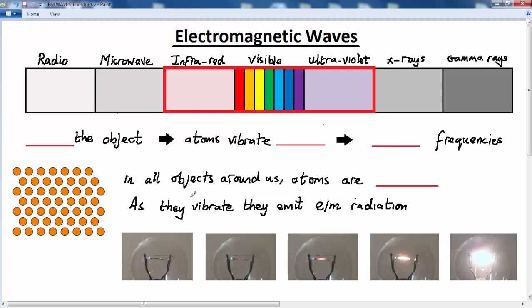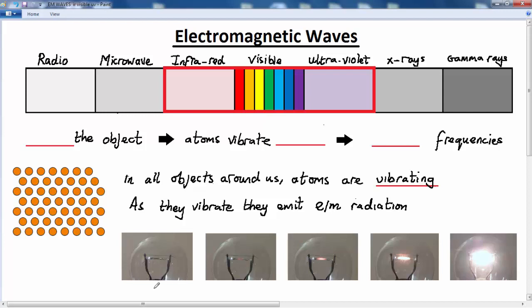The first thing we can say is this, that all the objects around us, that's to say, in your room at the moment where you're looking, every single object around you is made of atoms, and these atoms are vibrating. And that is true of every single object which has a temperature above absolute zero. The atoms that make these objects are vibrating, and as they vibrate they emit electromagnetic radiation, and the type of electromagnetic radiation which they emit depends upon their temperature. To help us understand this, let's have a look at this light bulb filament.